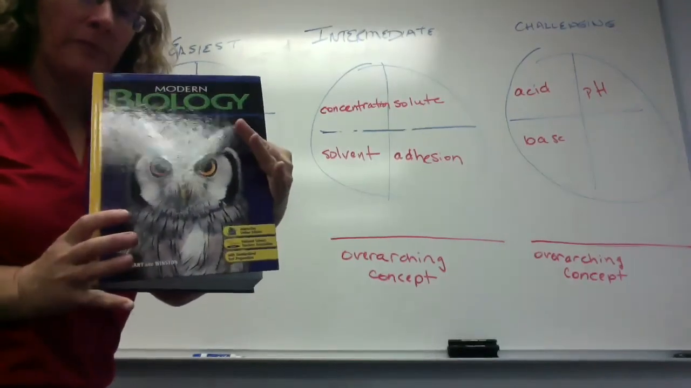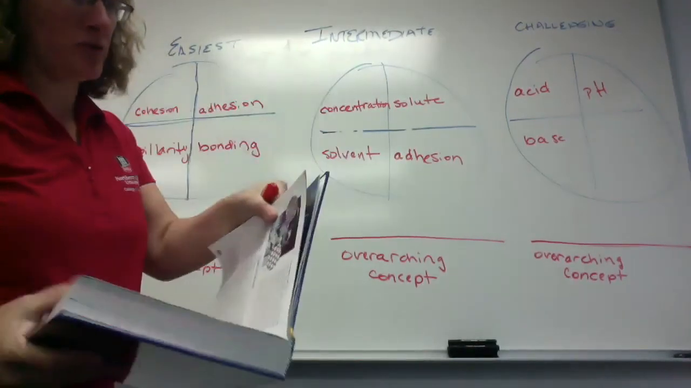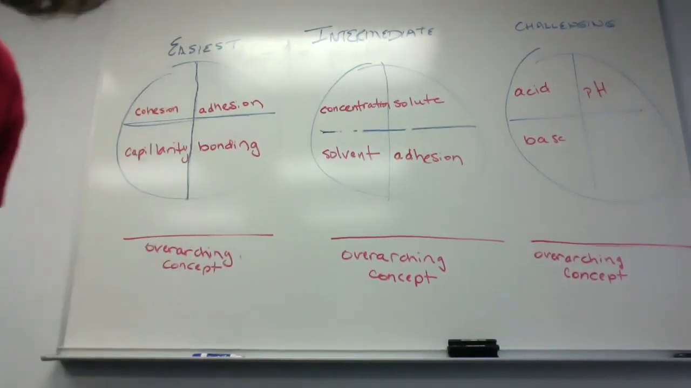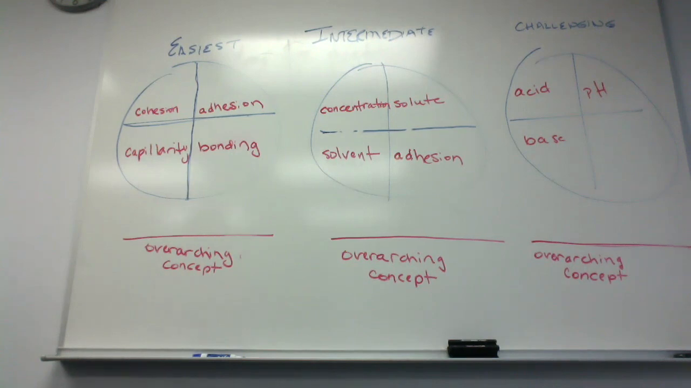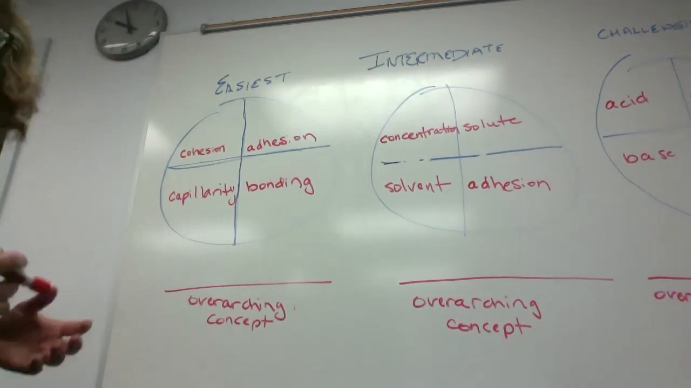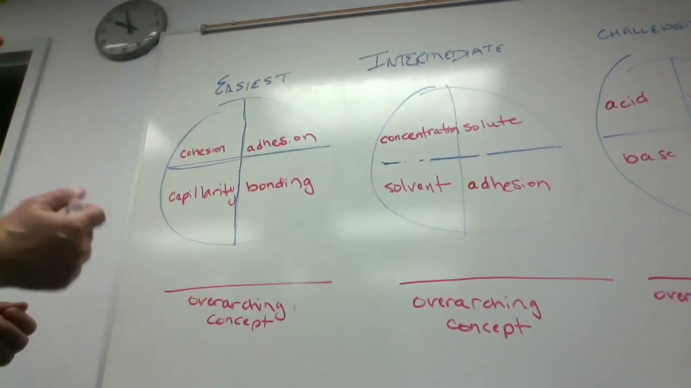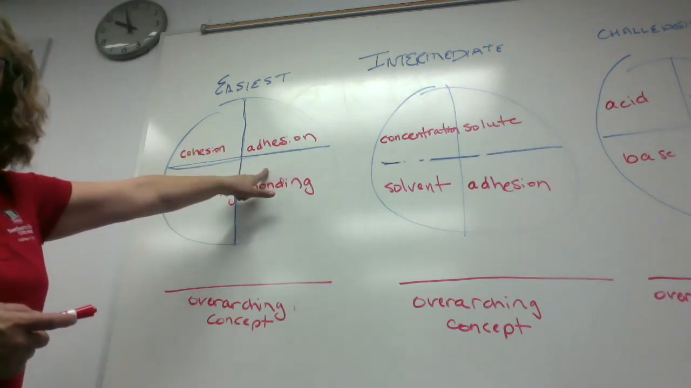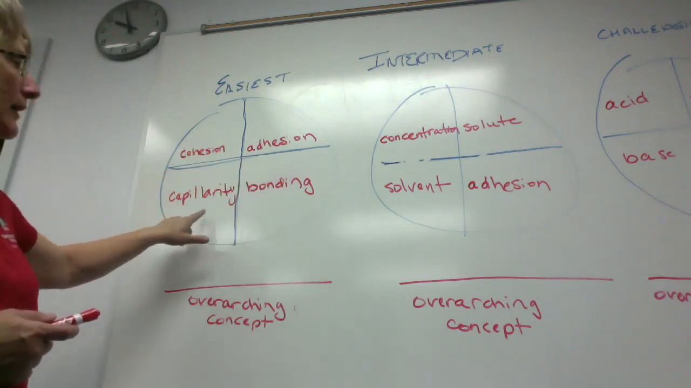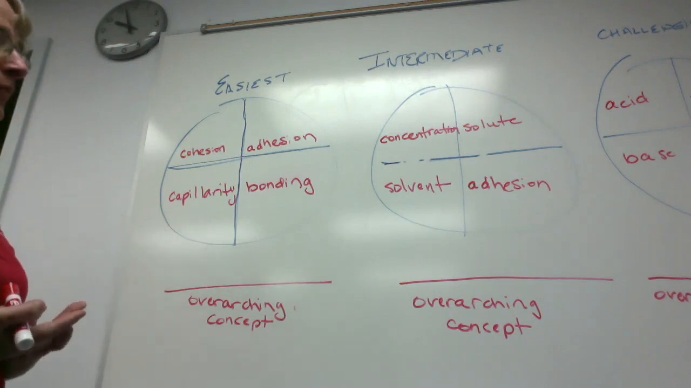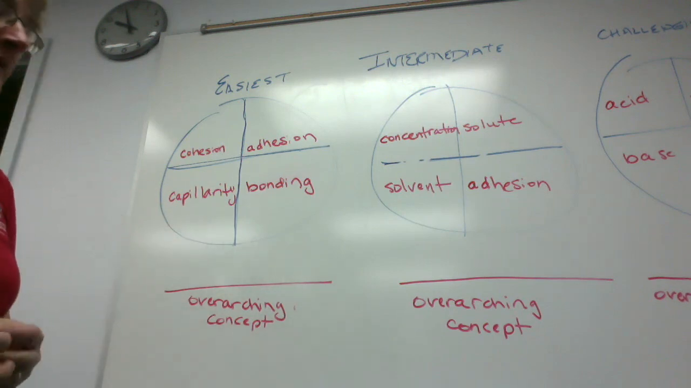This science example comes from a biology text, chapter 2, chemistry of life, and a few different sections in here. So we have in concept circles three different levels: easiest, intermediate, and challenging. In the easiest stage, all we're trying to do is determine what is the overarching concept. So cohesion, adhesion, capillarity, and bonding. Cohesion and adhesion deal with elements and particles, the way they come together.